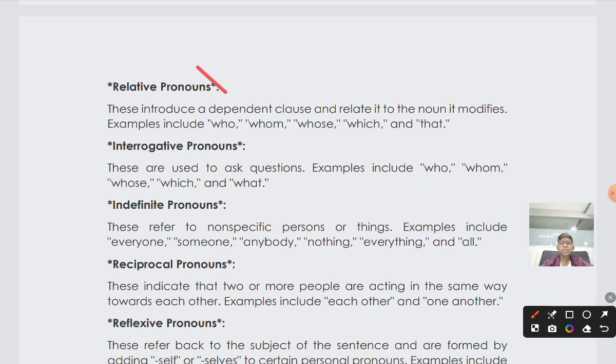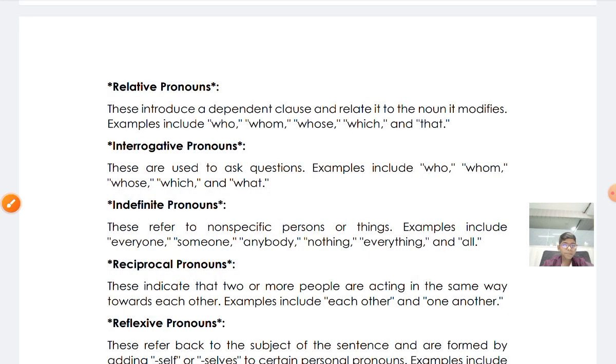Interrogative pronouns are used to ask questions. Examples include who, whom, whose, which, and what. Indefinite pronouns refer to non-specific persons or things. Examples include everyone, someone, anybody, nothing, everything, and all. Next, reciprocal pronouns. These indicate that two or more people are acting in the same way towards each other. Examples include each other and one another.